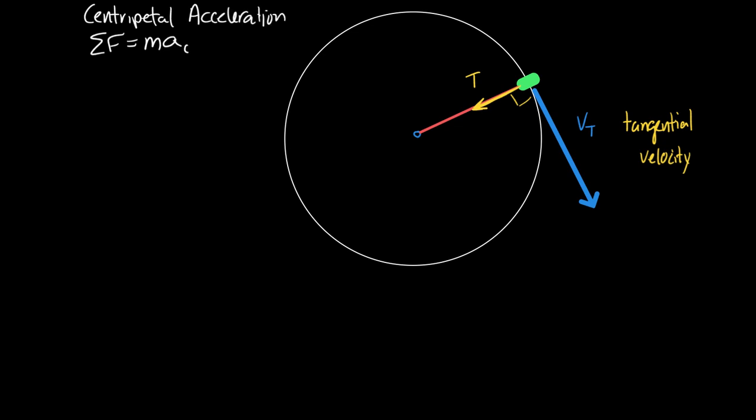Yeah, this is the case where the object's speed is not changing, but its direction is changing. This is a special kind of acceleration called a centripetal acceleration. In order to have a centripetal acceleration, several things have to happen.